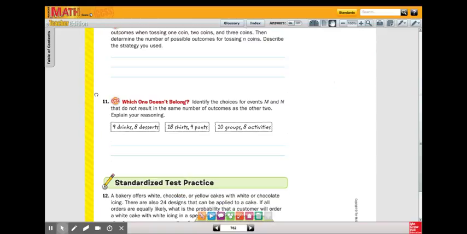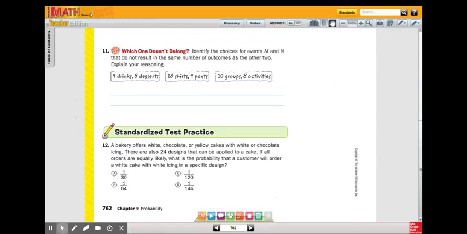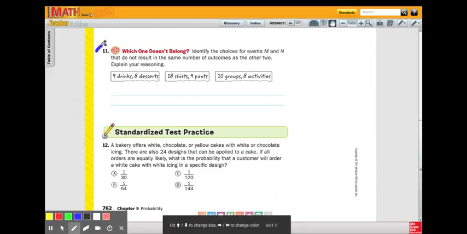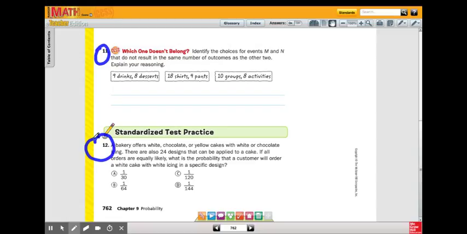Okay, 11. I think you'll get 11. You should try 11. It's pretty simple. 12, same thing. Should be pretty good if you figure it out. Talks about number of cakes, number of icing, and then number of designs. Oh, wow. It's good. See what you think on that one, too.